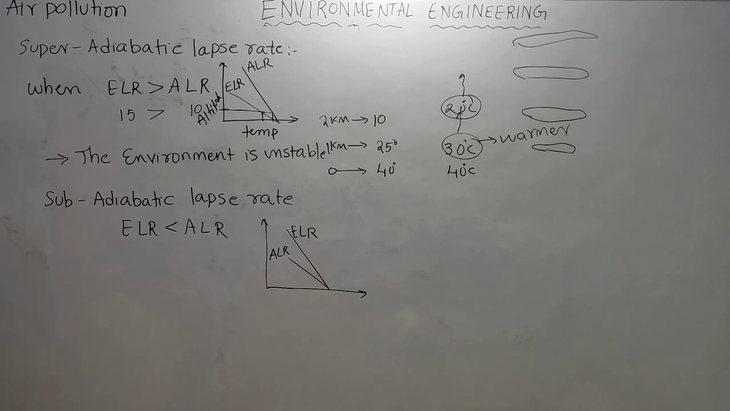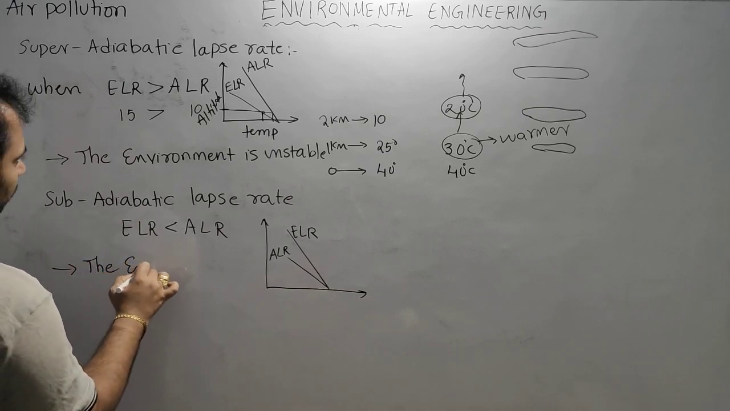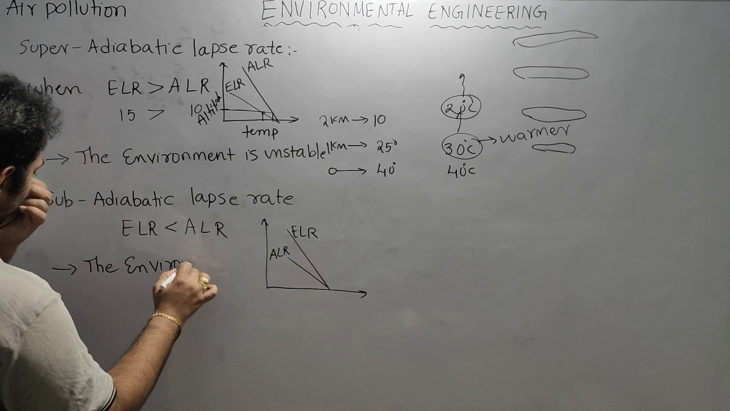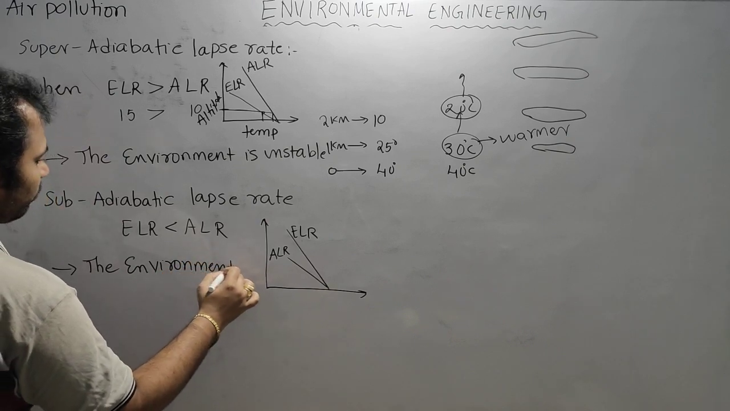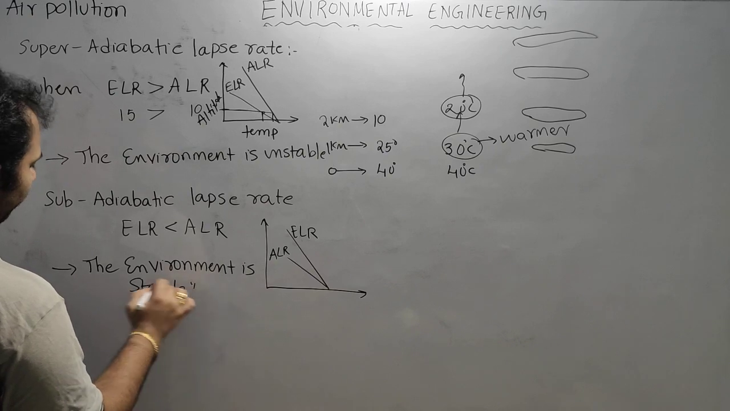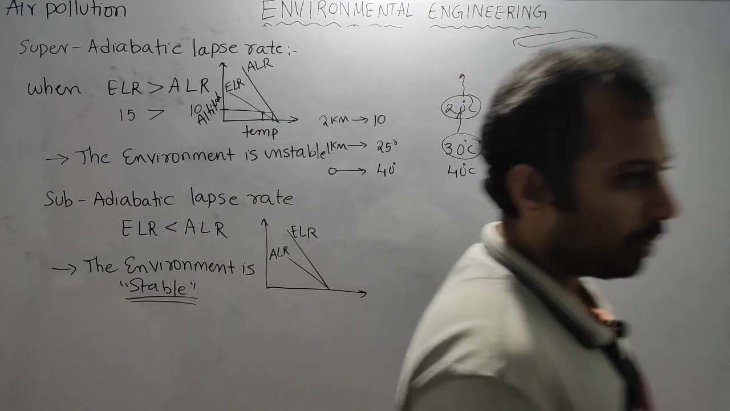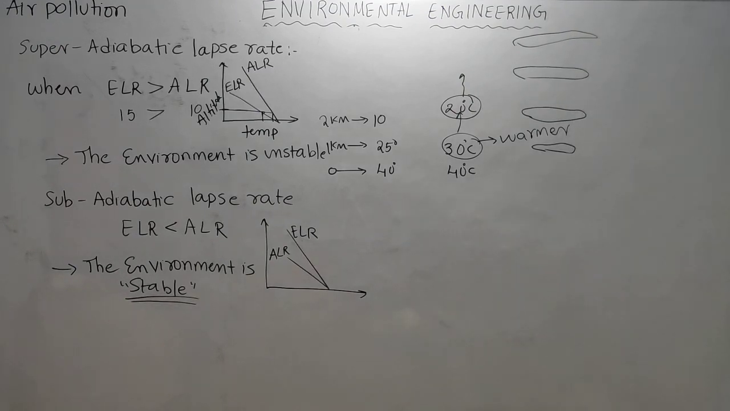So the neutral lapse rate and subadiabatic are called stable conditions. Here we call this environment stable, which we don't want. Actually, this is not a favorable condition for the dispersion and disposal of the air pollutant.